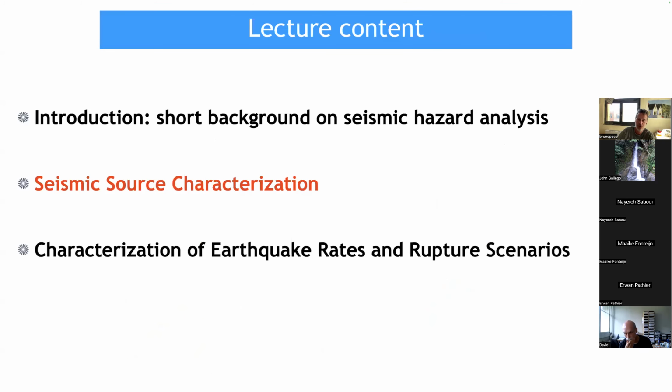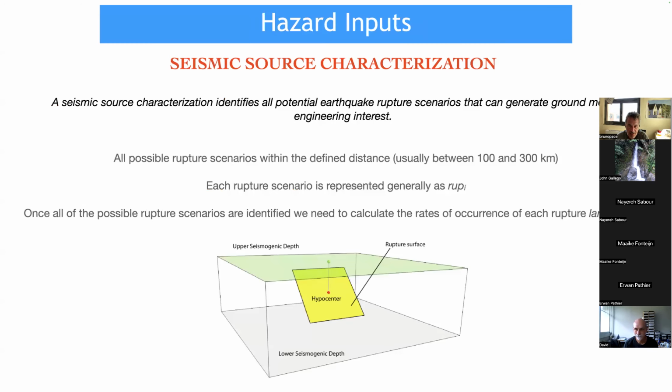We know also that all the phenomena are more complex, but this is a step that we can manage only using geological data. So we move quite fast to the seismic source characterization. Remember that in a seismic hazard model, a seismic source identifies all the potential earthquake rupture scenarios that can generate ground motion of engineering interest.